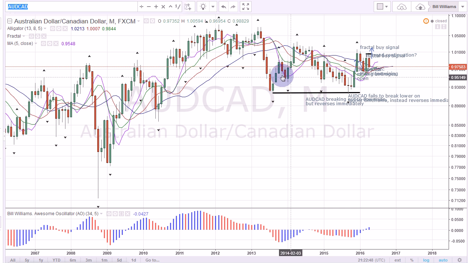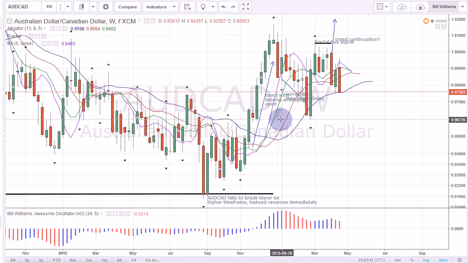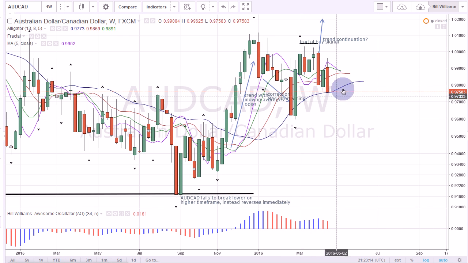It does create fractals. It also breaks them, but those breaks are not successful. Instead you get this impulse to the other side, and now there is a fractal created right here. If you have a look at the weekly chart, you can see that it's not quite as bullish. It hasn't been as bullish last week. However, before this area is taken out, this buy signal right here is still valid.